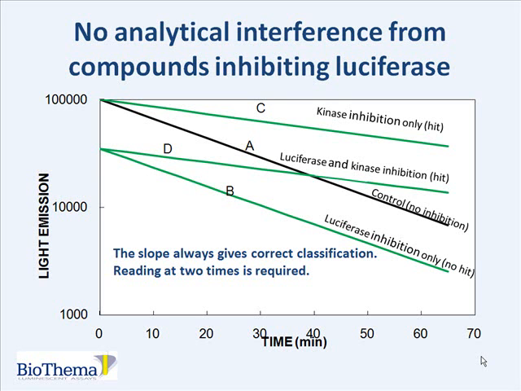Unlike other luminescence-based high-throughput assays, we measure at 2 points in time. This ensures that there's no compound interference. The advantage of measuring the slope is that it always gives the right classification of hits. All competitive and non-competitive inhibitors are detected, with no interference from any luciferase inhibition. This means a very reliable assay, with no need to make any costly reruns.